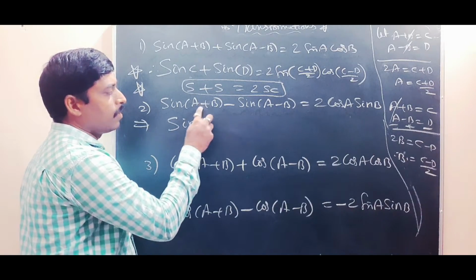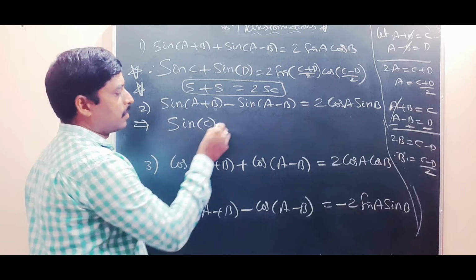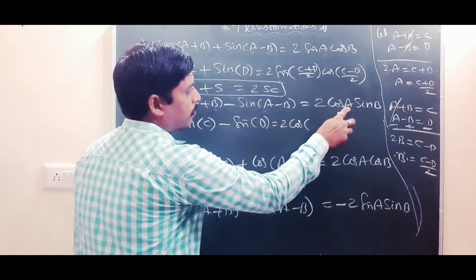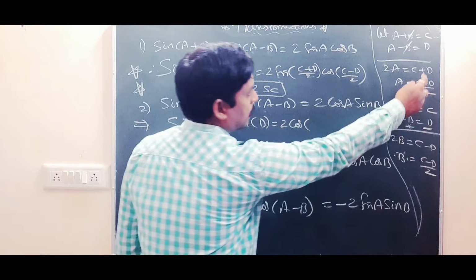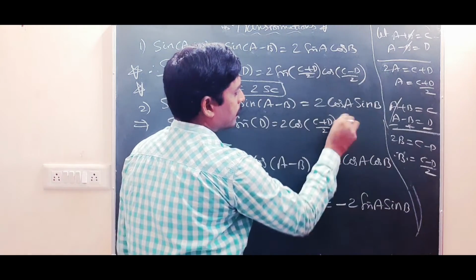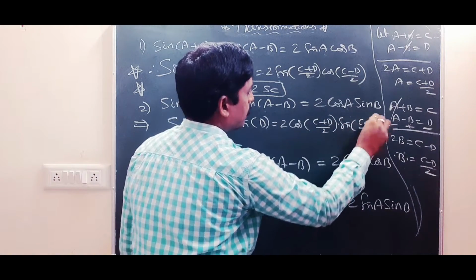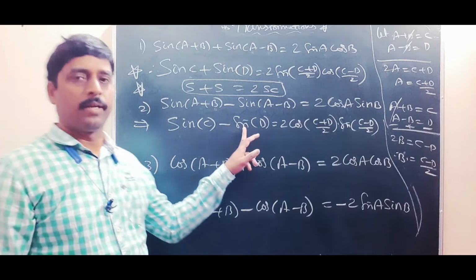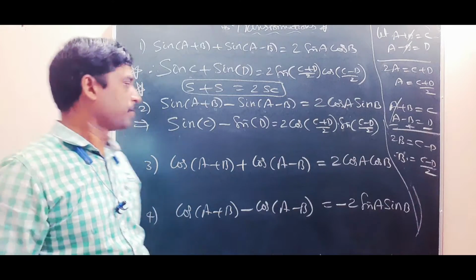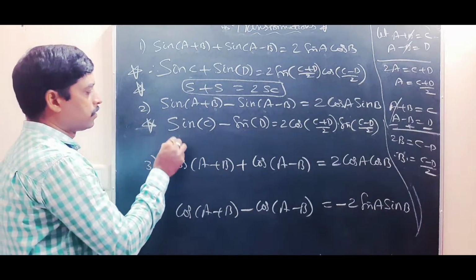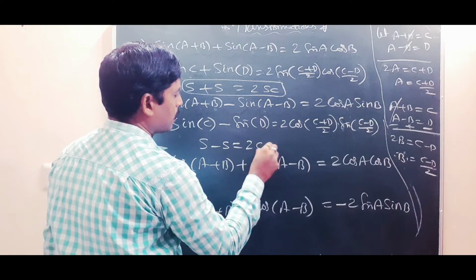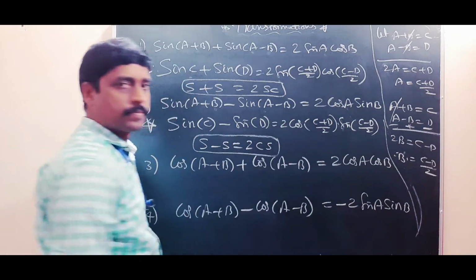Where A plus B is placed, we should write C, and where A minus B, the value D. It equals 2 cos, where A and B values we have got (C plus D) by 2 and (C minus D) by 2. Okay, so sin C minus sin D, this is very important: 2 cos (C plus D) by 2 sin (C minus D) by 2. So the coding is S minus S is equal to CS, where S is for sin, C for cos.